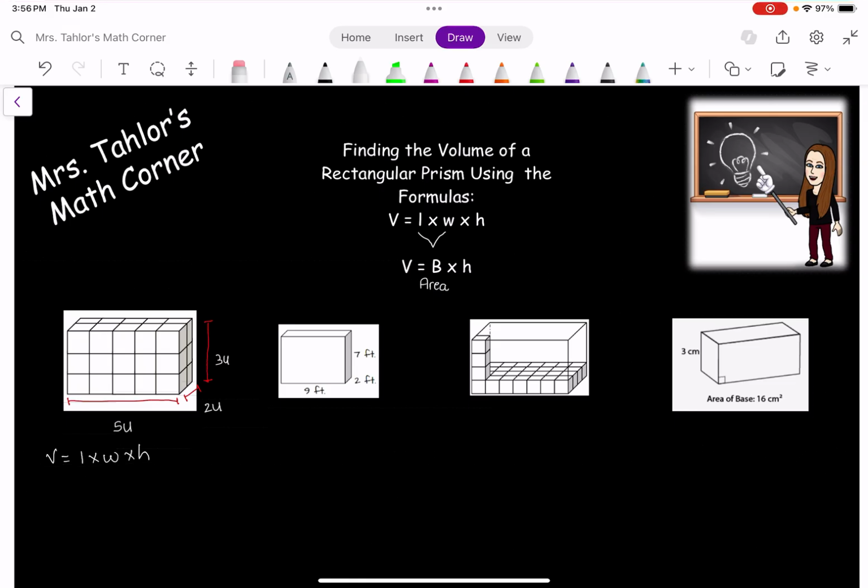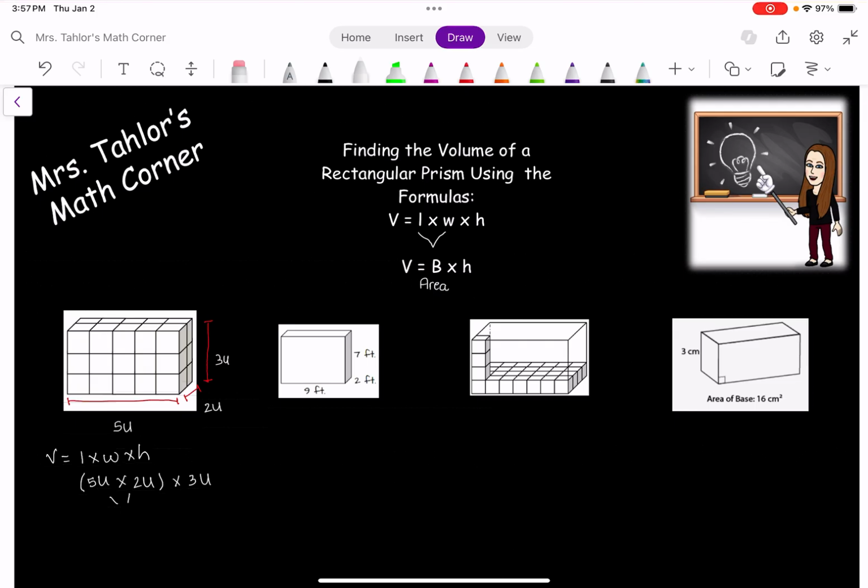And I can substitute in what I know. I now know that the length is 5 units. I'm going to multiply that by the width, which is 2 units. I'm going to put these in parentheses to show that I'm going to be multiplying length times width first to find the area or the base. And then I'm going to multiply these by the height, which is 3 units.